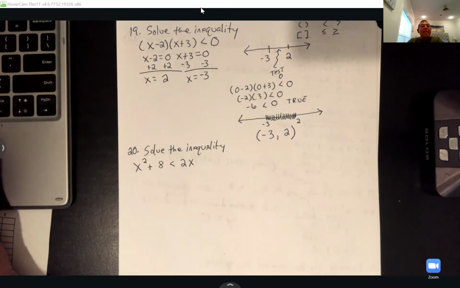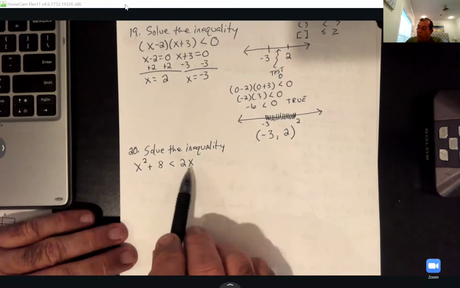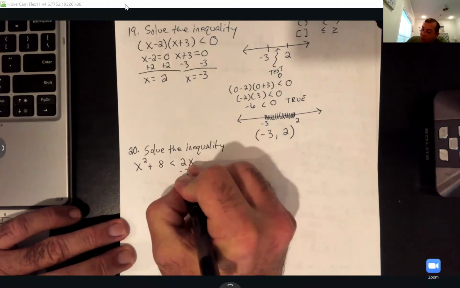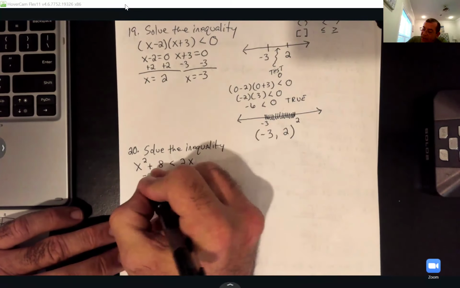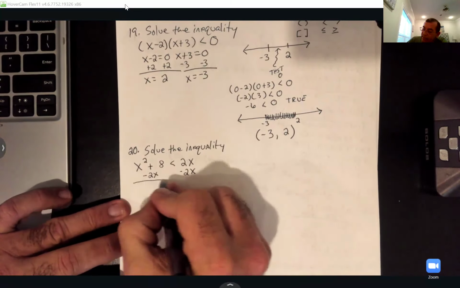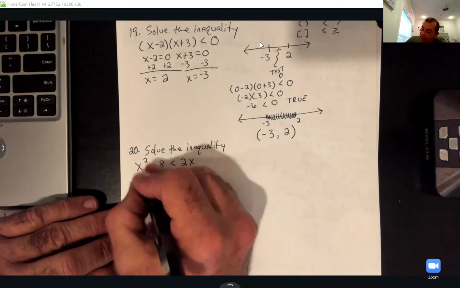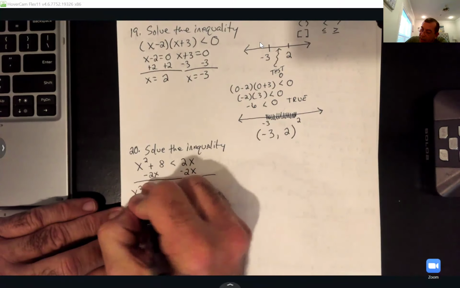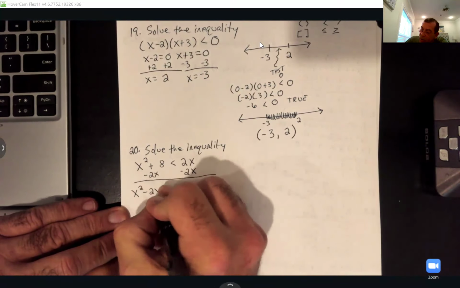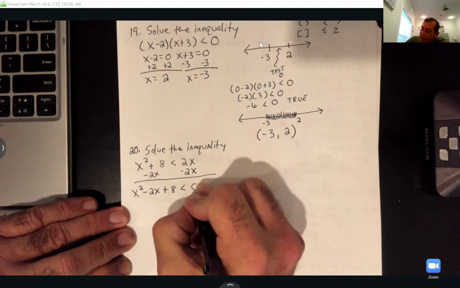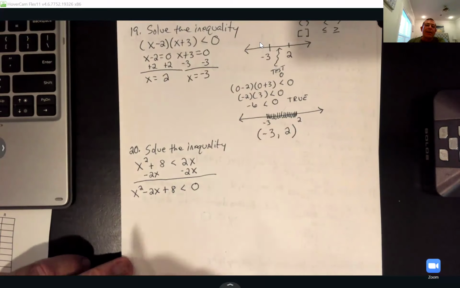Okay, I'm going to minus the 2x. Nancy, don't divide that yet. Remember, what we need is a 0 over here. So since we need a 0 over there, minus that 2x. That way we got everything on one side equal to our 0, okay? So then I'll put them in order: x squared minus 2x plus 8 has to be less than 0.